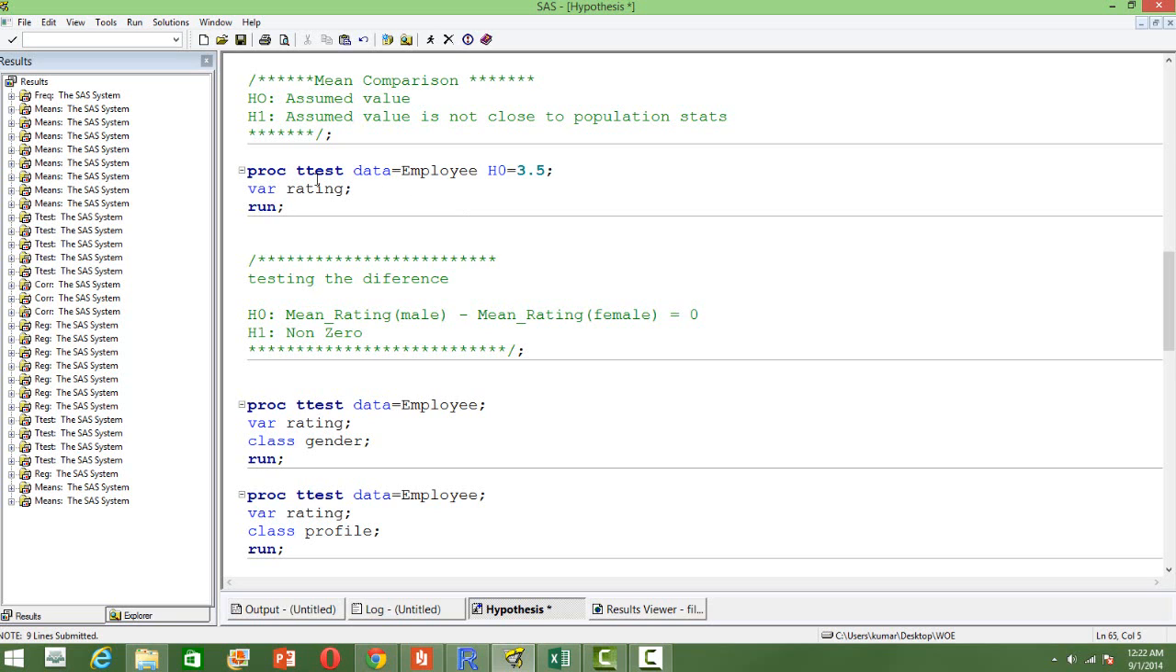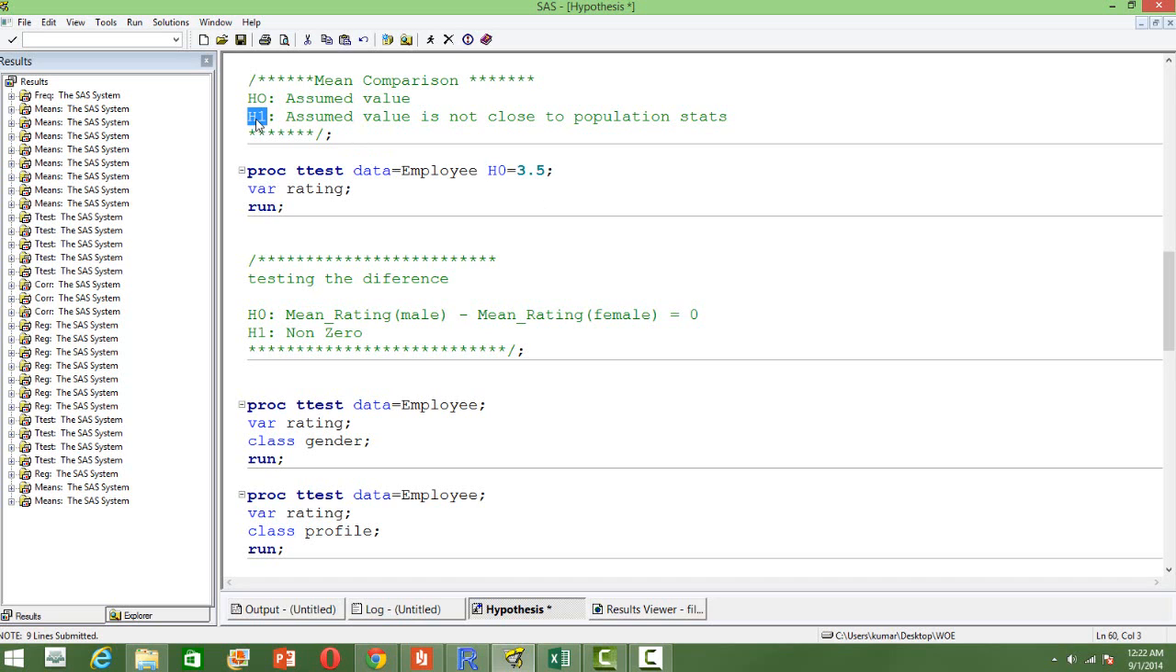Before doing the proc ttest, let me also explain the two different types of hypothesis we always see. The first hypothesis is called the null hypothesis. In the null hypothesis, we assume that the assumed value is true. The assumed value, that means the average value, is assumed to be 3.5 here, and we believe that's true. So we call it the null hypothesis. And we have an alternative hypothesis.